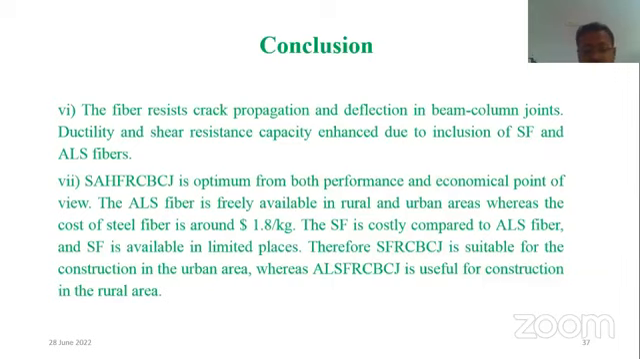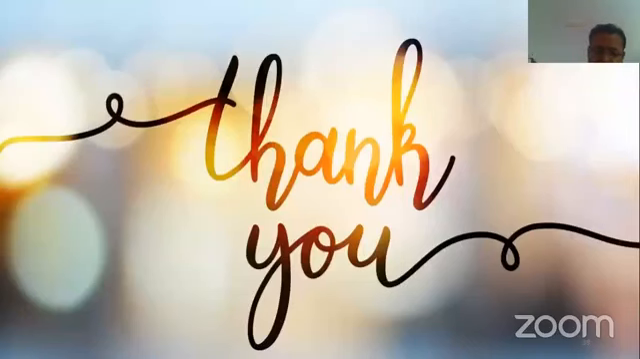So where people cannot afford the steel fiber, they can also use freely available Eri silk fiber with concrete to enhance the performance. Further, if the steel fiber is available and people can afford it, then they can use steel fiber reinforced concrete beam column joint. And if we consider performance and economical point of view, we can use steel Eri silk hybrid fiber reinforced concrete beam column joint. So this is one of the great aspects of this research.